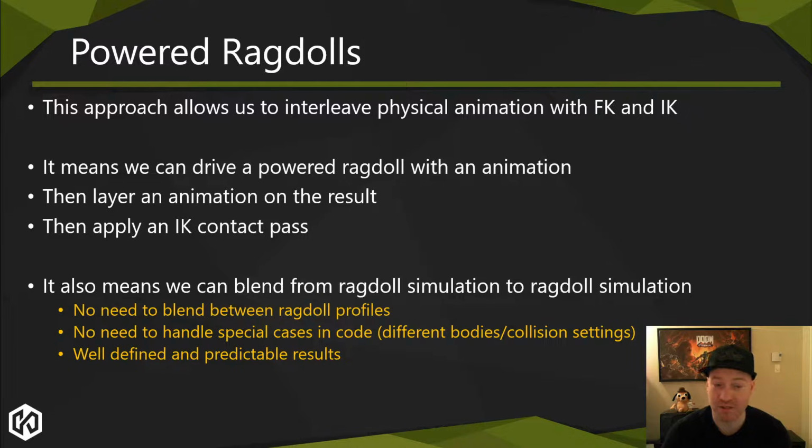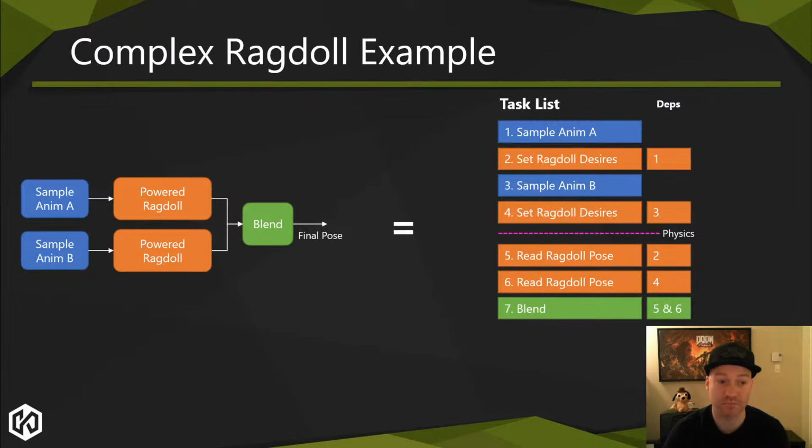This is something interesting. You don't need to now handle this at a ragdoll level of trying to blend profiles and stuff like this. You just spawn two ragdolls and you blend from one ragdoll to another ragdoll. And that is a very well-defined operation because you're just blending anim poses. You're running two distinct ragdoll simulations with very different settings, with very specific setups, and you're just blending the results.